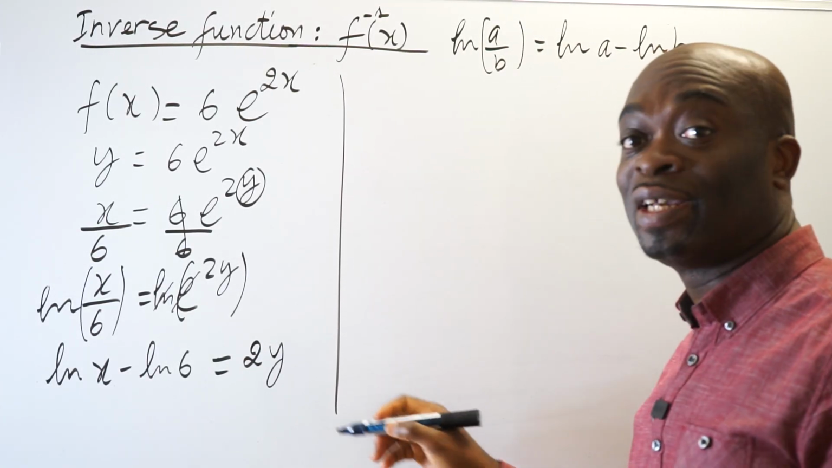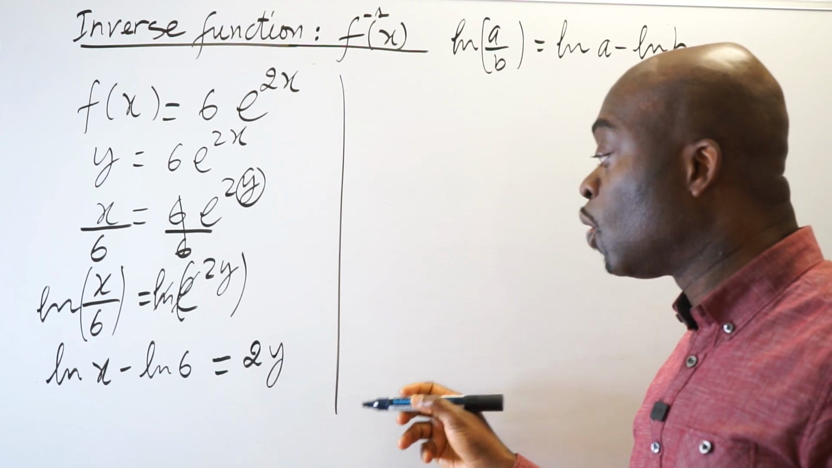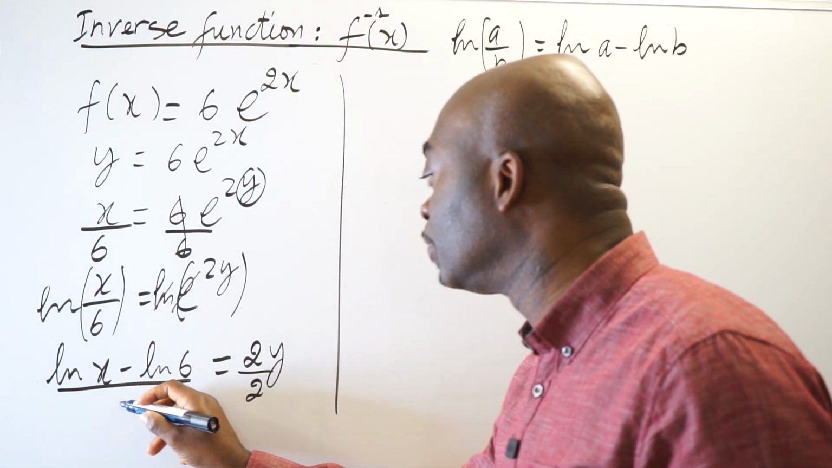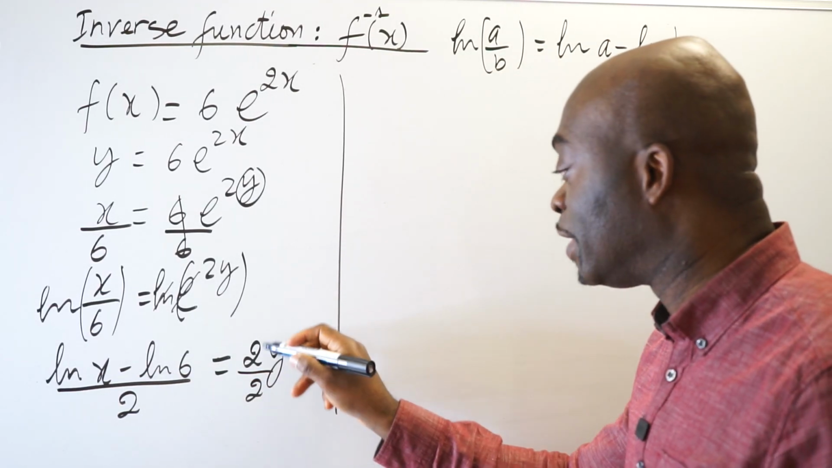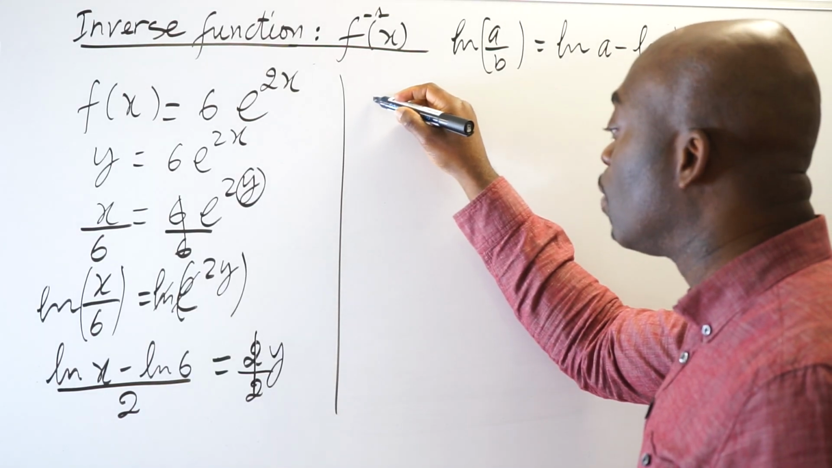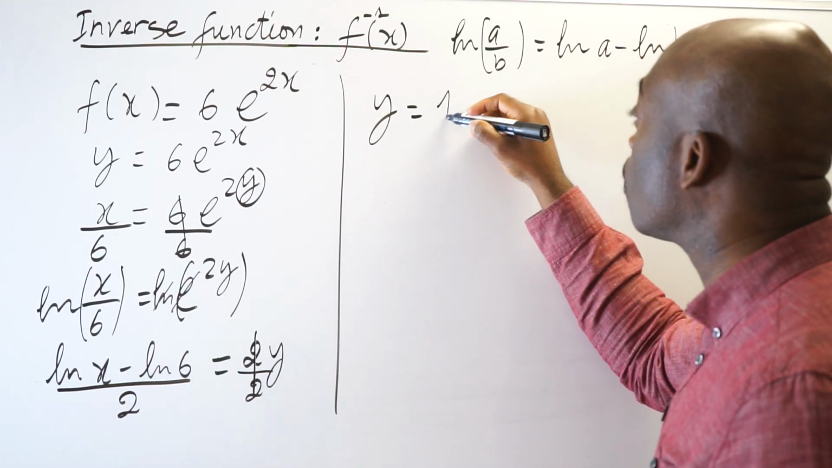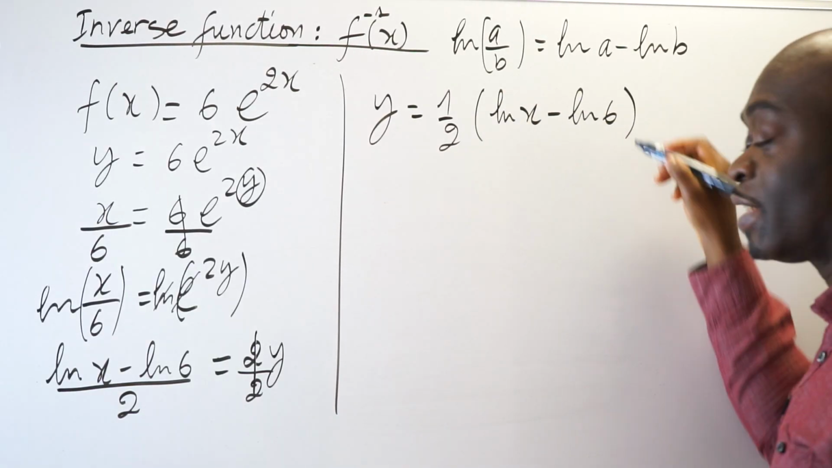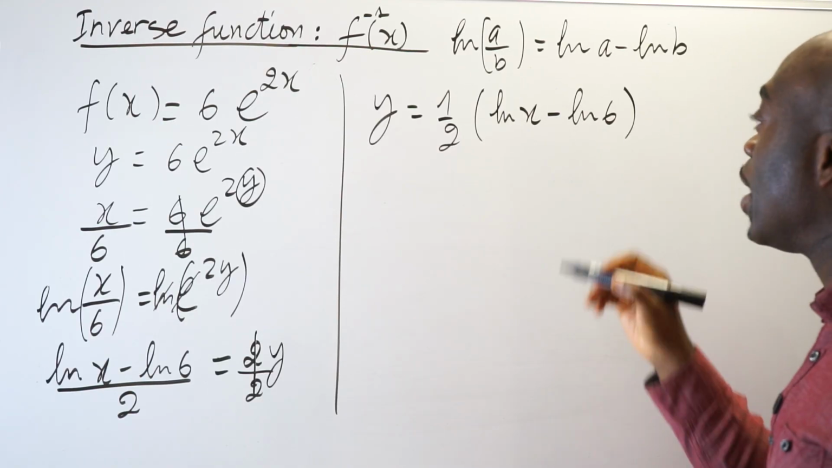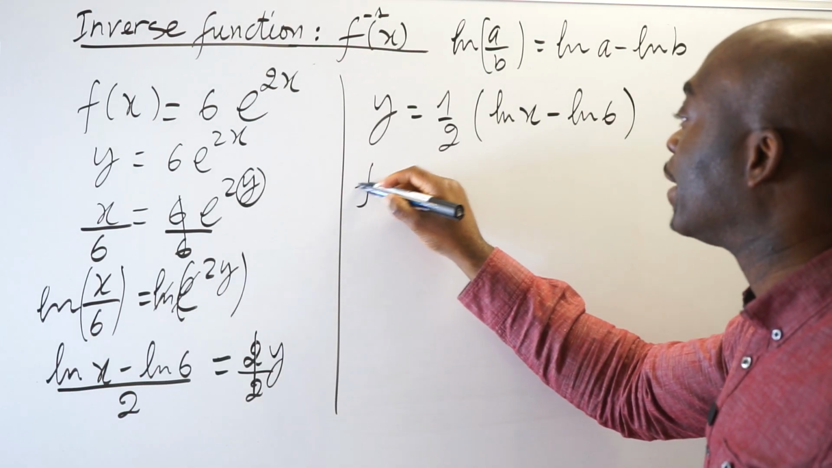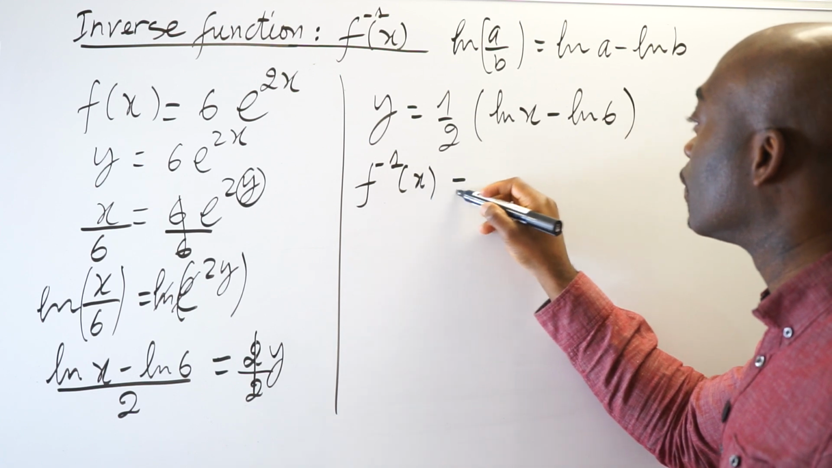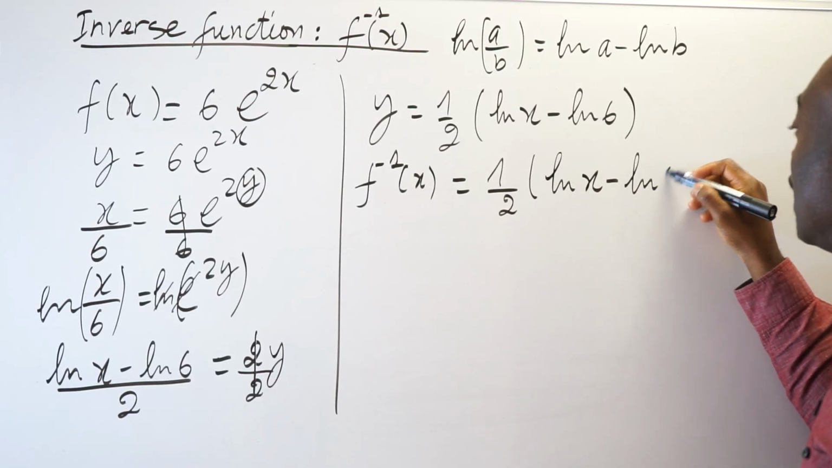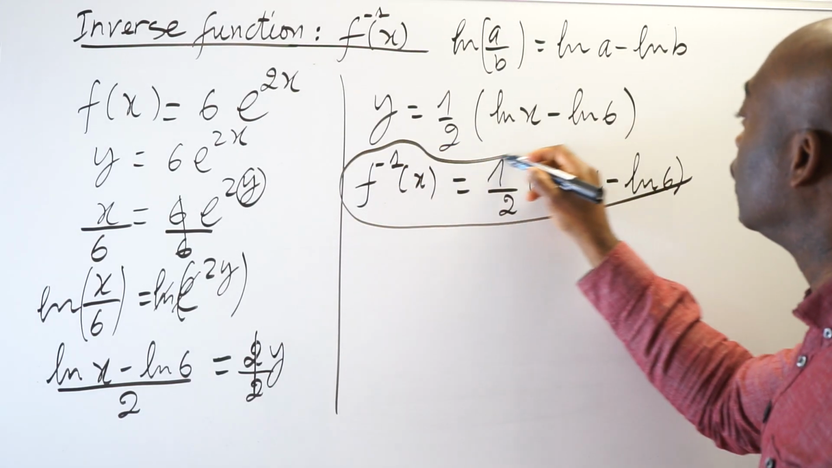So the next thing to do is what? As we have y here that we're solving for, what can we do? We've got to divide both sides by 2. So we end up with y equals what? 1 over 2 times ln of x minus ln of 6. Okay, so we go with that. So once we have that, now technically we are done. This is equal to 1 over 2 times ln of x minus ln of 6. So this is also a good answer.